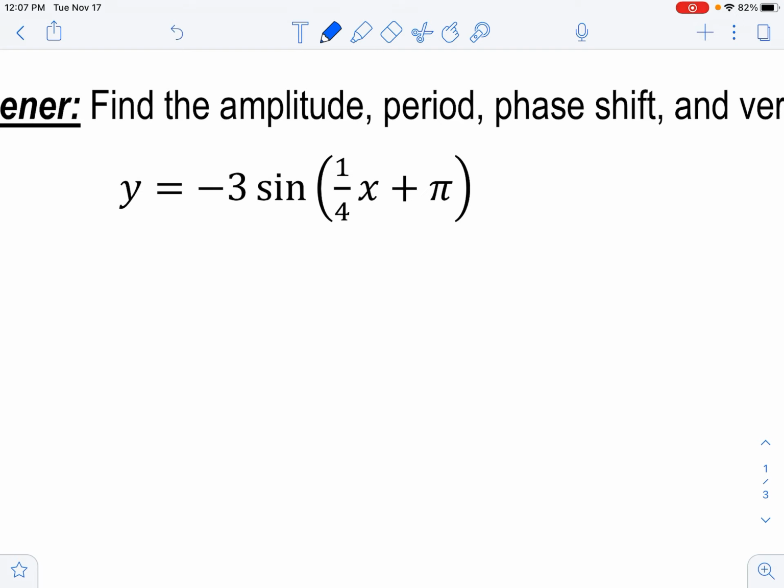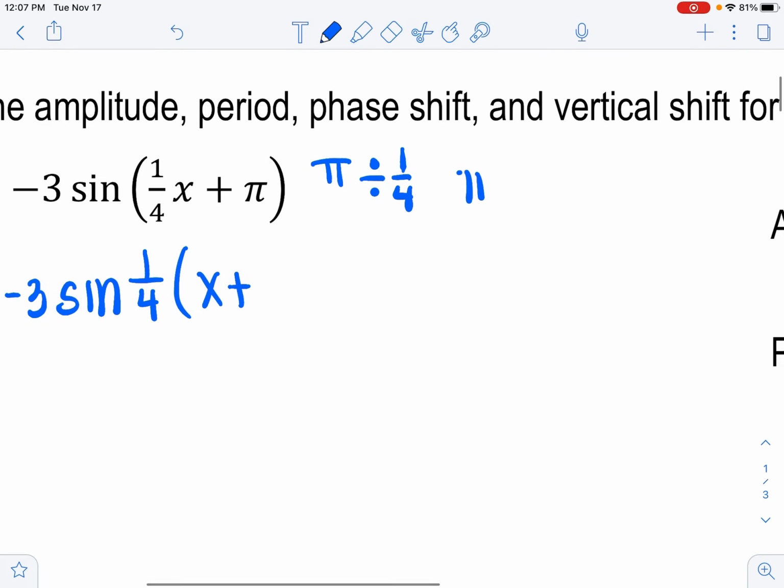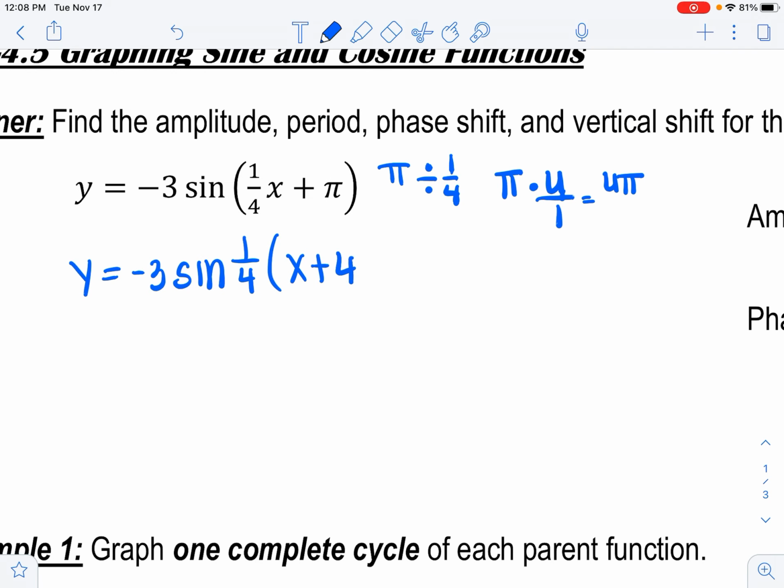Okay, so first off, you should notice that there is a b value right here, so I do have to factor that out. So I have y equals -3 times the sine of, I'm going to factor out the 1/4. So that's x plus. Remember, factoring out is the same thing as dividing out. So I have pi, and then I have divided by 1/4. We don't divide by fractions. We instead multiply by the reciprocal. That's a 4. It looks like a U. So that is 4 pi over 1, which is just 4 pi. So this is 4 pi right here.